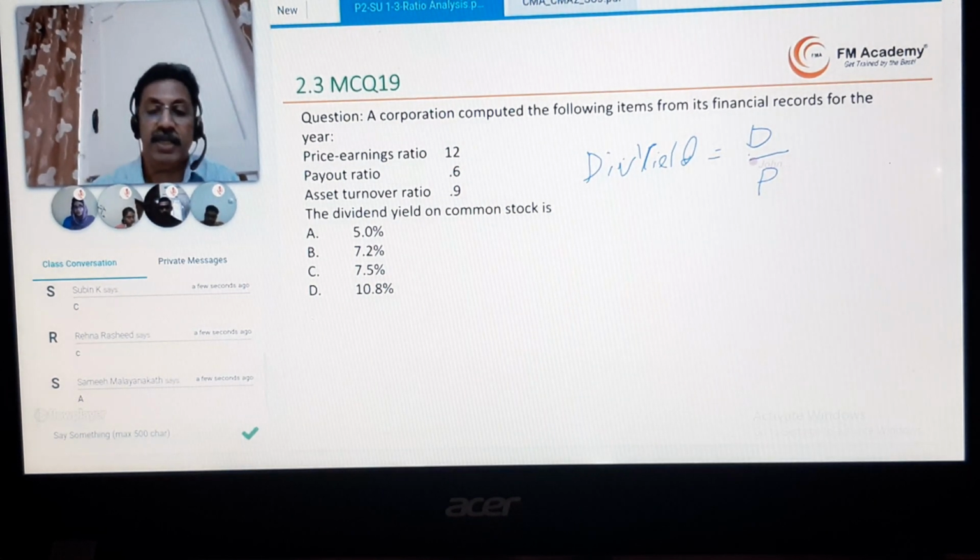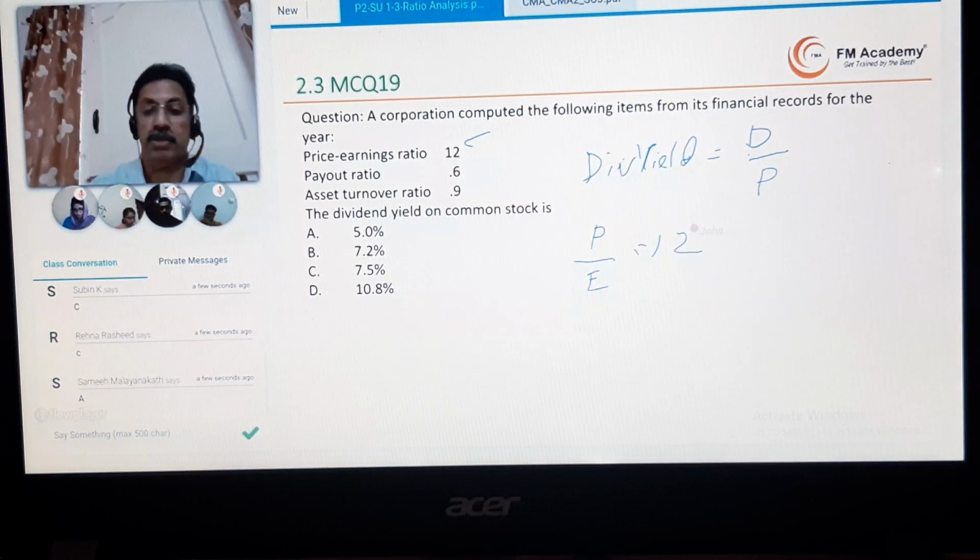This we have seen. But what is given? Price earning ratio is given as 12. And payout ratio is given. That is dividend divided by earnings. That is given as 0.6. If you look at these two, you don't even require this third one. I mean, you don't require that actually.